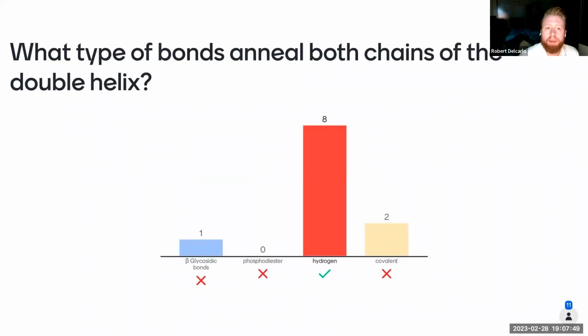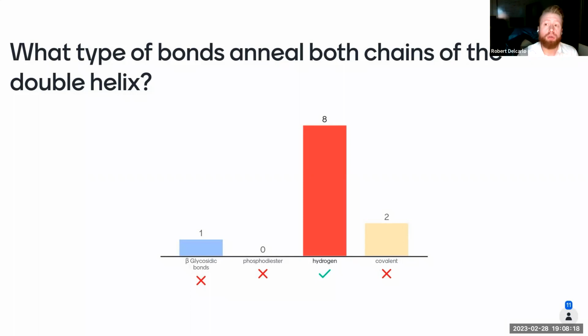I see some of you have also moved on to answer your next question. We've got, what type of bonds anneal both chains of the double helix? So this is not how the monomers are bound to each other. This is not how the atoms align. This is how does one strand bind to the other. We had one vote for glycosidic linkages. Remember, that's the nitrogenous base to the sugar. The majority, the consensus here, was for hydrogen bonds, and that's absolutely correct.